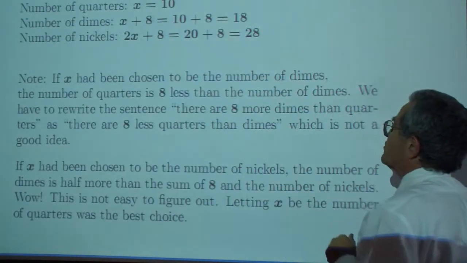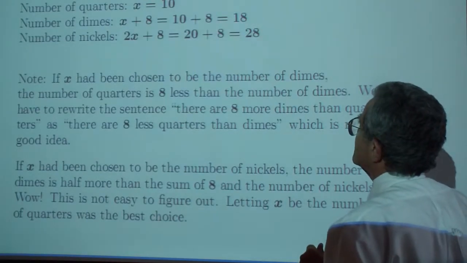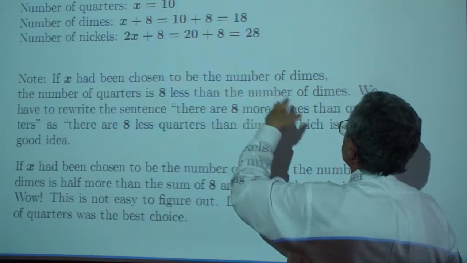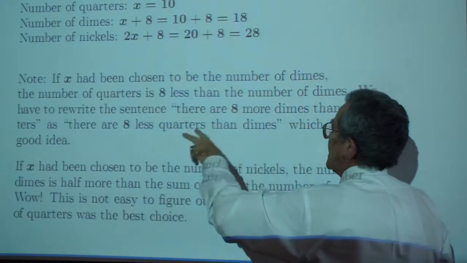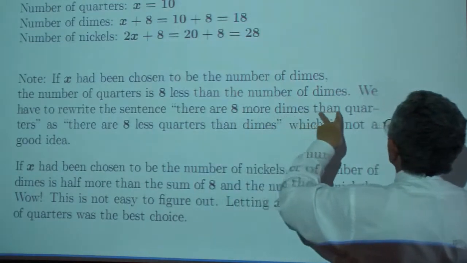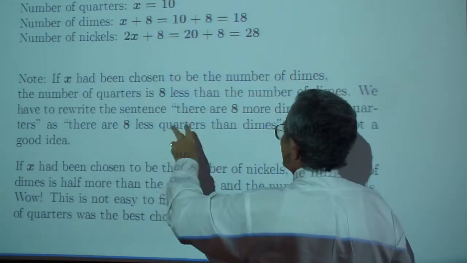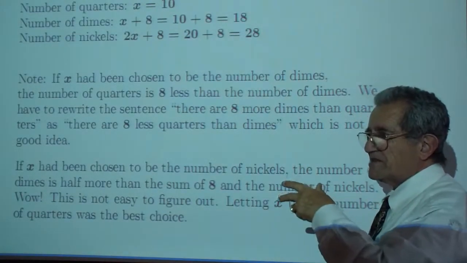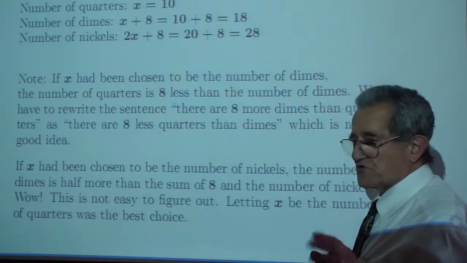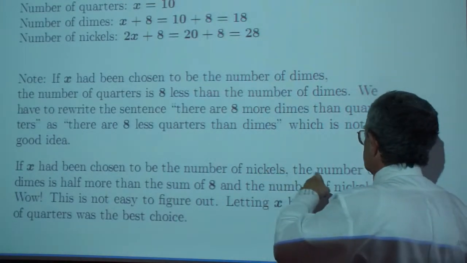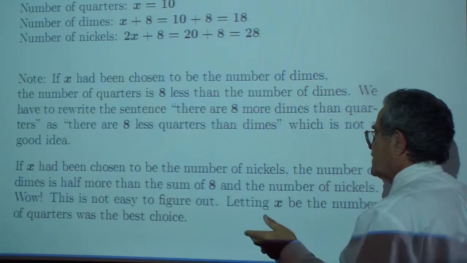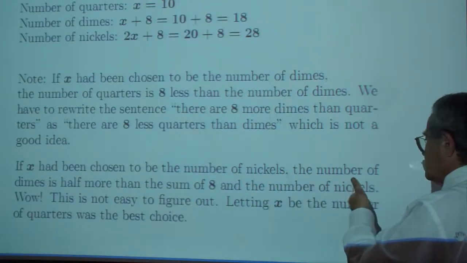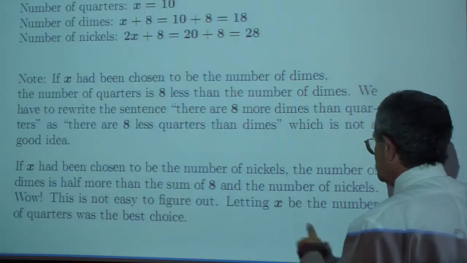Now suppose we had chosen x to be the number of dimes, then the number of quarters is 8 less than the number of dimes. We have to rewrite the sentence, there are 8 more dimes than quarters, as there are 8 less quarters than dimes. And that's not a good idea, to mess up the original wording. You get into trouble. If x had been chosen to be the number of nickels, the number of dimes would be half that particular number, plus the sum. And this again is not easy to figure out.